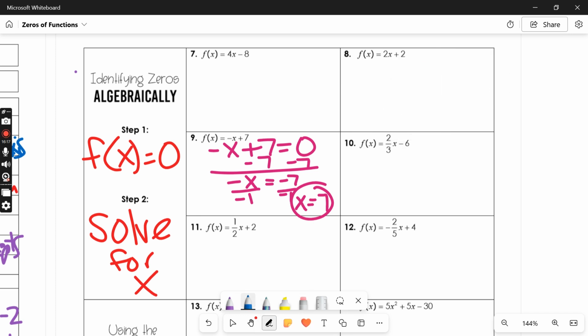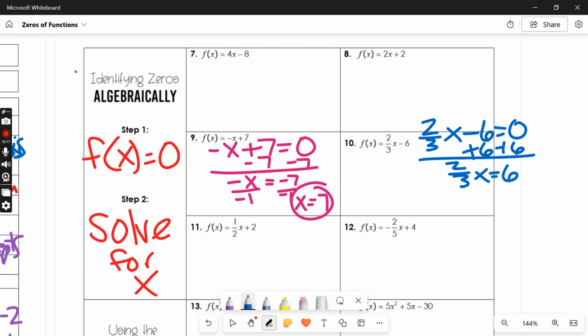Okay, I have 2/3 x minus 6 equals 0. I'm going to add 6 to both sides. So I have 2/3 x equals 6. I like to do this in 2 steps. It doesn't mean you have to. I'm going to multiply by 3 first. So that would give 2x is equal to 18. And then divide everything by 2. And I get x is equal to 9.